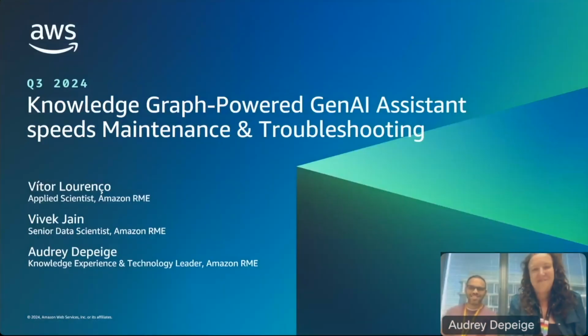So, perfect, thank you. Glad to be here with you today, so we are with the team. My name is Audrey. I'm leading the knowledge experience and technology team in Amazon Army. I'll come back to the context later. Today I'm on the call with Vivek, sitting next to me, senior data scientist specialized in natural language processing, and Vitor, who will also walk us through the solution, an applied scientist with a focus on neurosymbolic AI.